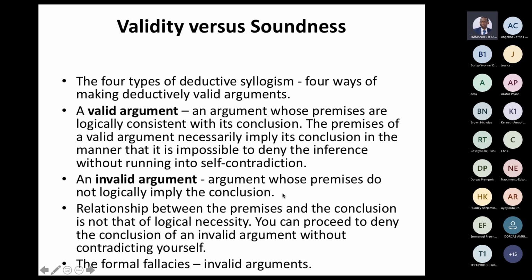Now let's look at validity versus soundness. The four types of deductive syllogism are four ways of making deductively valid arguments. So modus ponens, modus tollens, hypothetical syllogism, disjunctive syllogism, they are four types of valid deductive arguments. A valid argument is an argument whose premises are logically consistent with its conclusion. The premises of a valid argument necessarily imply its conclusion, in the manner that it is impossible to deny the inference without running into self-contradiction.